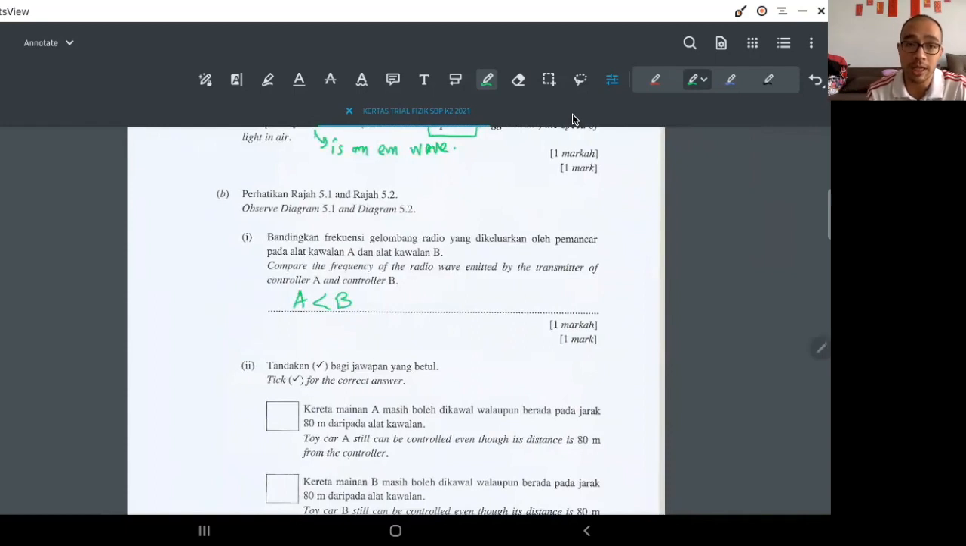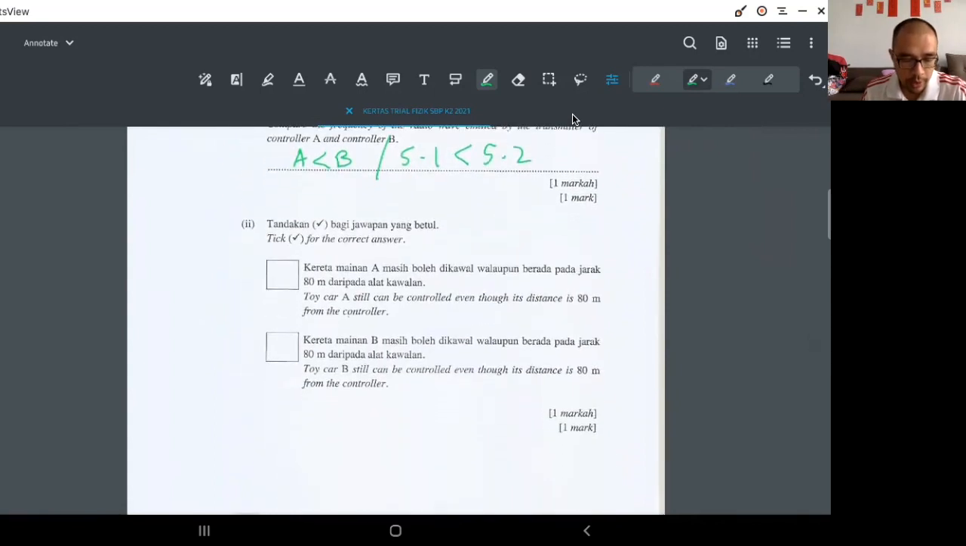Kan berapa kali saya cakap ini. Please make sure you write this in full sentence. Either that or 5.1 is less than 5.2. Suka hati kamu lah, kamu mau guna A dan B atau kamu mau guna 5.1 and 5.2. Either one is okay. Okay, take the correct answer.